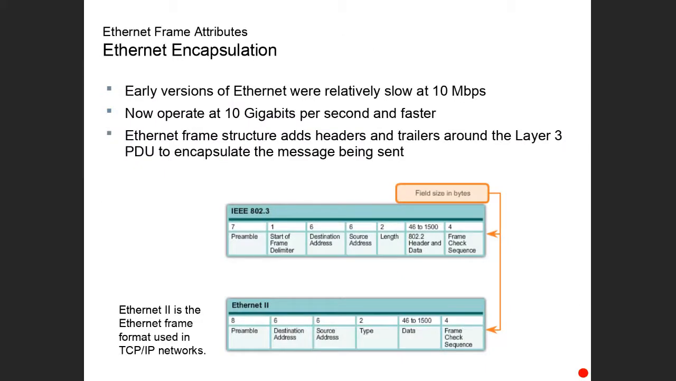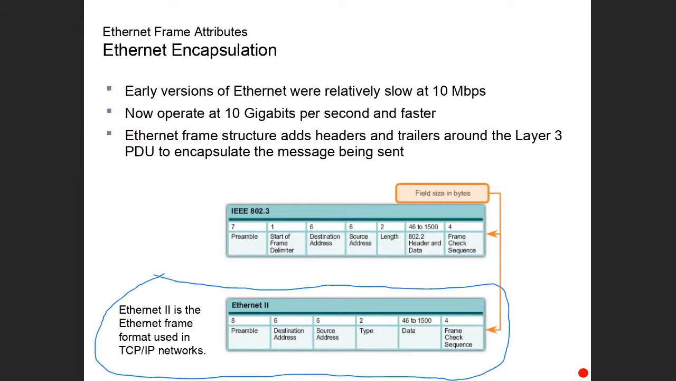Okay, early versions of Ethernet were 10 megabit. And Ethernet 2, that one that was at the top of the last frame, that's what we still use today. Now, I'm going to call that a de facto standard because that's in fact what we use today.